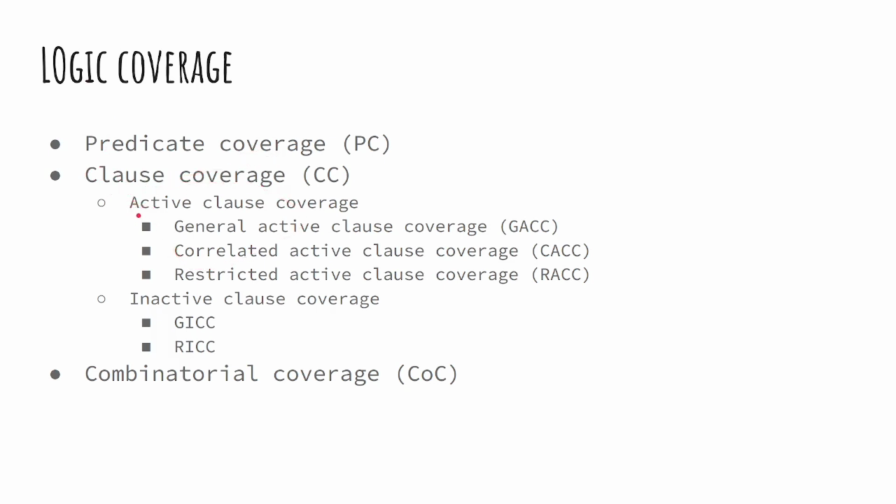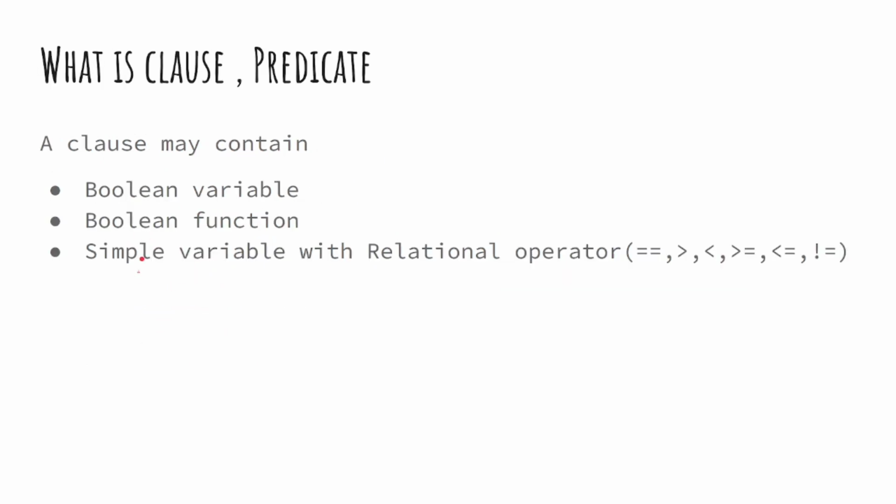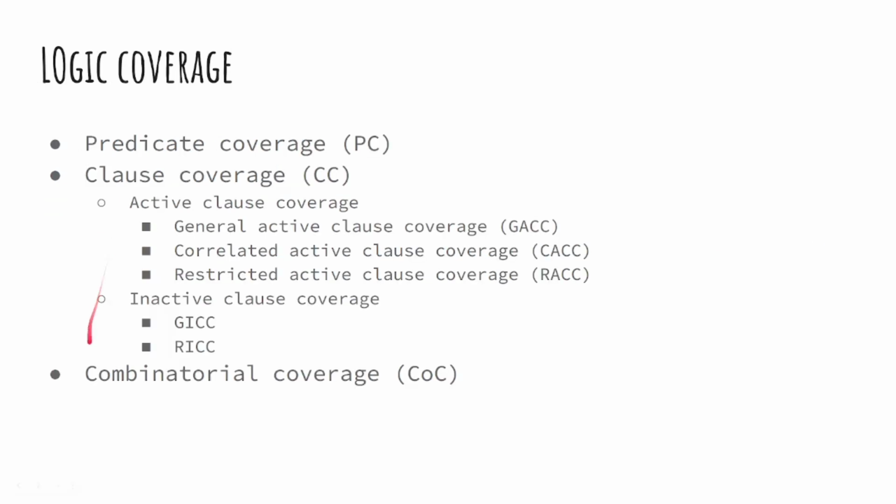Inside clause coverage, there are different types of clause coverage: active clause coverage, inactive clause coverage, and again inside active clause coverage there are different types. Now at last we have combinatorial coverage. We'll see all these topics in detail in upcoming classes. To proceed further, let us try to understand a few fundamental or basic concepts that are going to be used to understand the topics of these weeks.